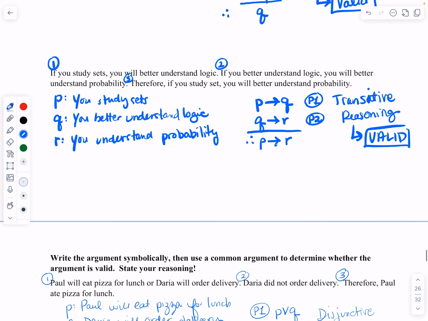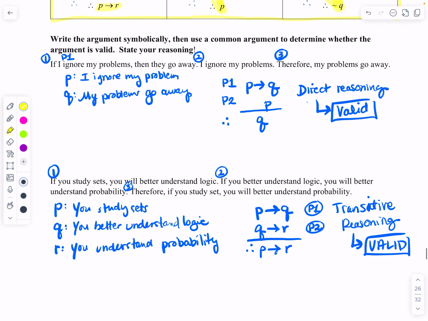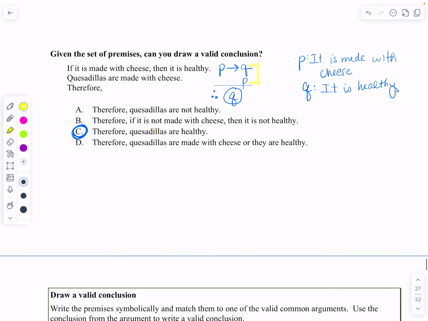So if I go up here to that chart, I can see the one that matches up is transitive reasoning. Because it says if P, then Q, if Q, then R, therefore if P, then R. By the way, this is the only one out of the valid arguments that we have on this page that has 2 conditionals in a row. And it's the only one that has 3 letters P, Q, and R. Okay? So our conclusion for this is therefore if P, then R. So transitive reasoning, so we'll write that down.